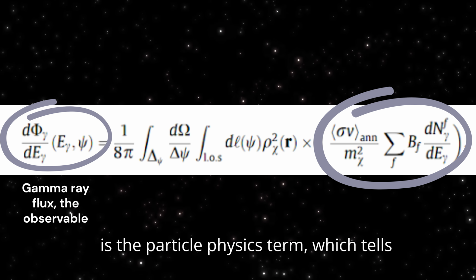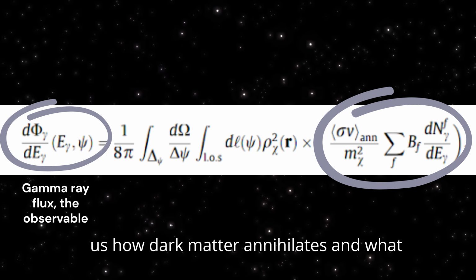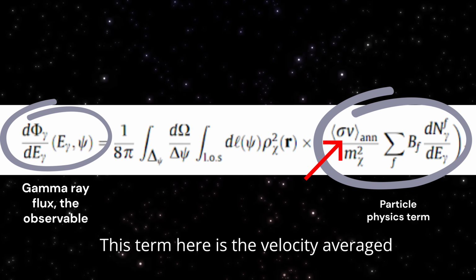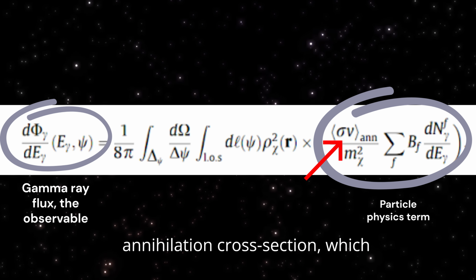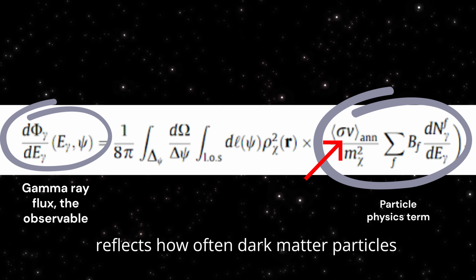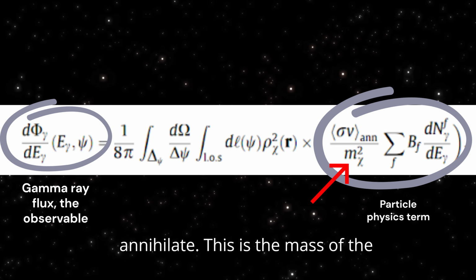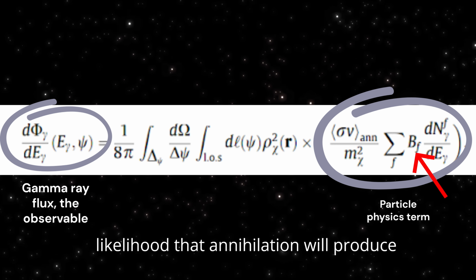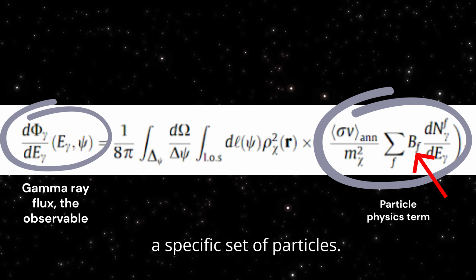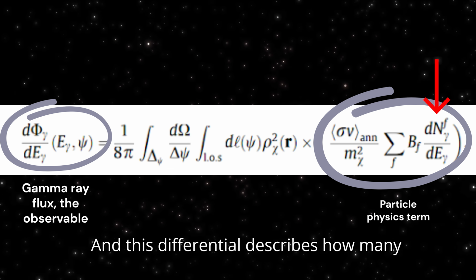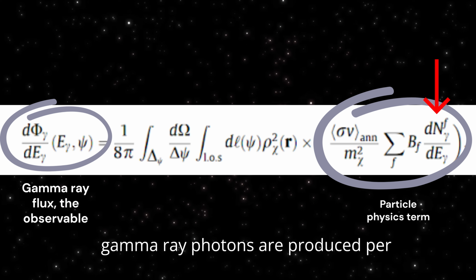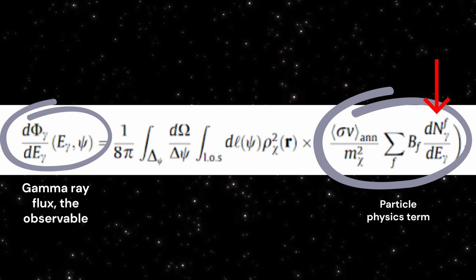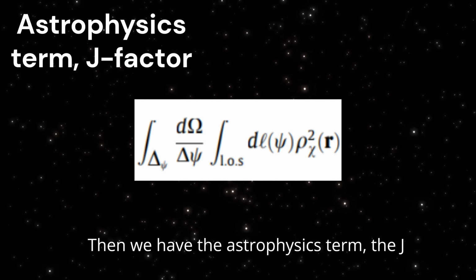First is the particle physics term, which tells us how dark matter annihilates and what kind of gamma ray spectrum it produces. This term here is the velocity averaged annihilation cross-section, which reflects how often dark matter particles annihilate. This is the mass of the dark matter particle. This is the branching ratio, which gives the likelihood that annihilation will produce a specific set of particles. And this differential describes how many gamma ray photons are produced per annihilation per unit of energy for a given final state.